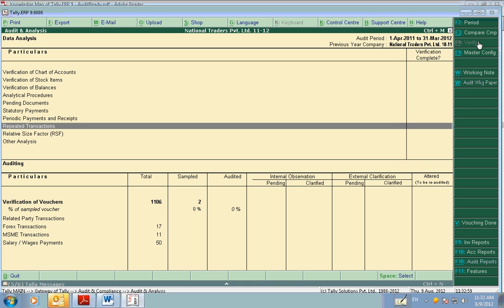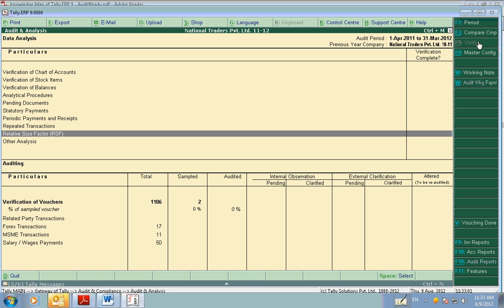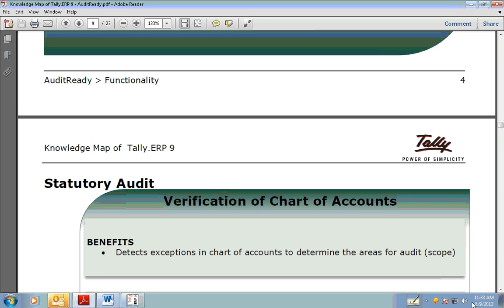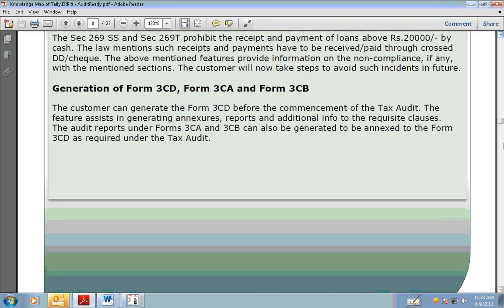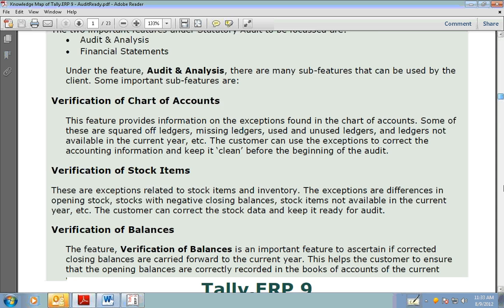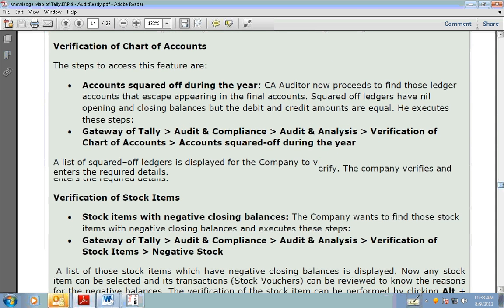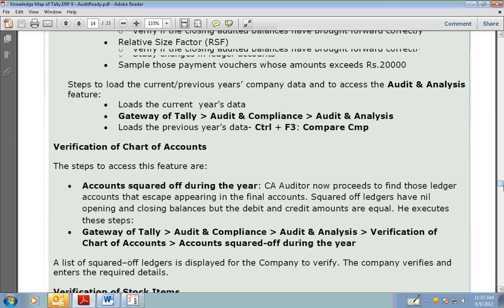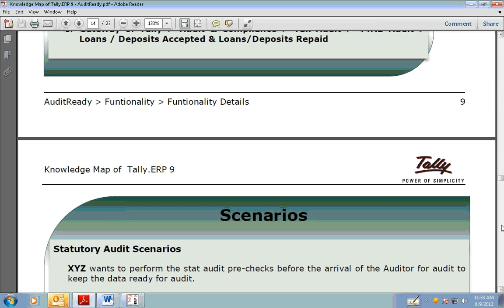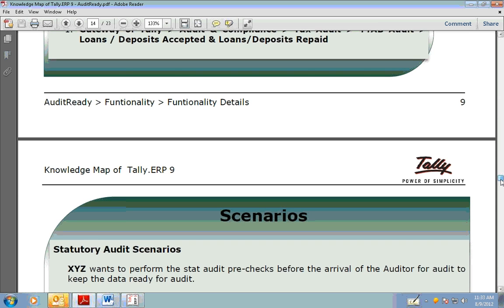Now coming to this relative size factor. That is what it explains here. It's actually going into the entire business scenarios. We'll explain what exactly that relative size factor is.